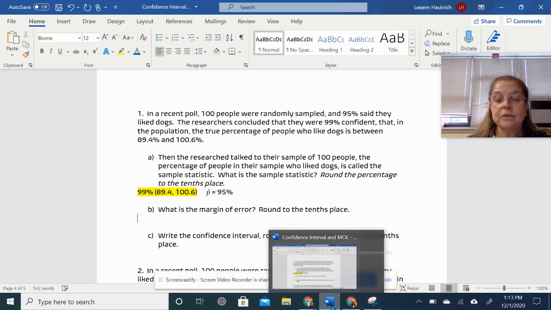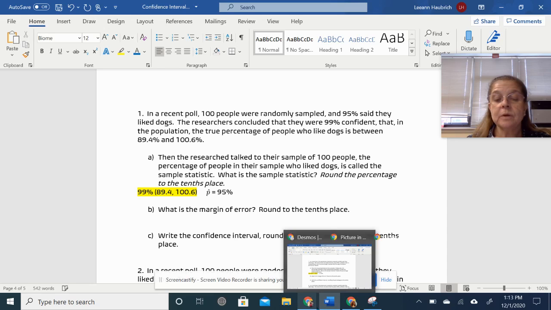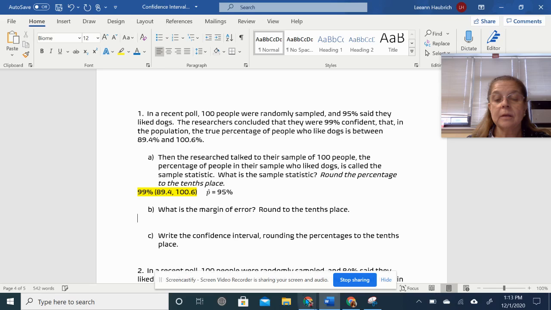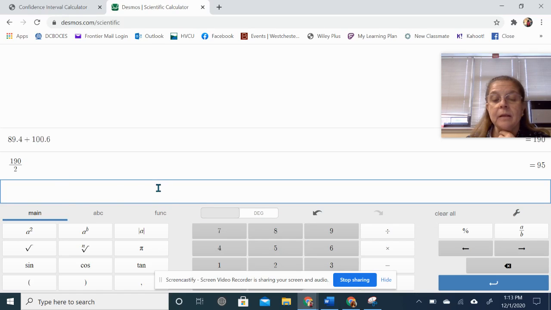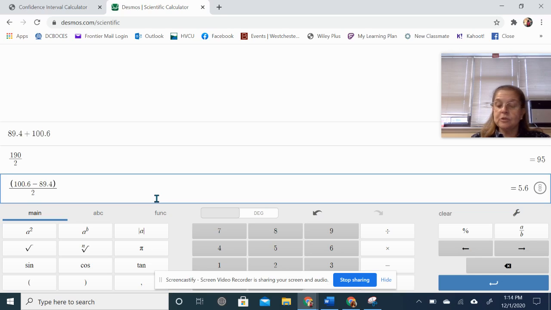So what I might want to do on the calculator is try and get back to the calculator. Subtract the two values, 100 point, I did it again. Why do I keep hitting that instead? 100.6 minus 89.4. And now I'm just doing it in one shot, which I could have done earlier. And the margin of error is 5.6.